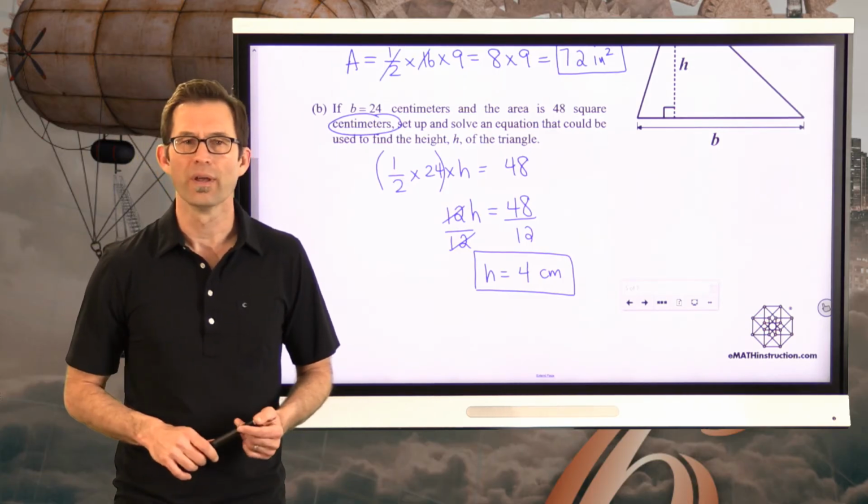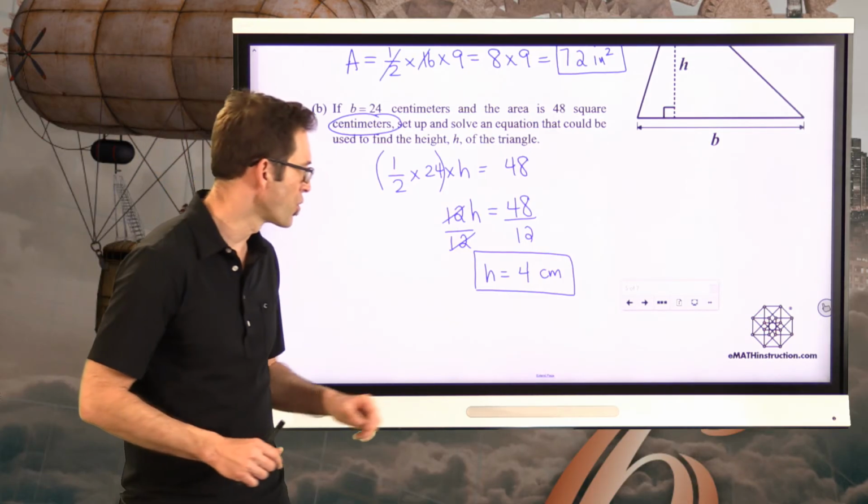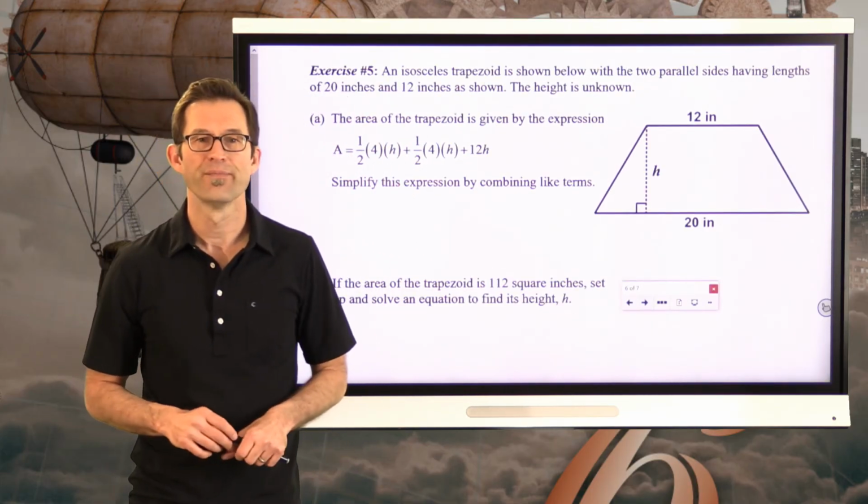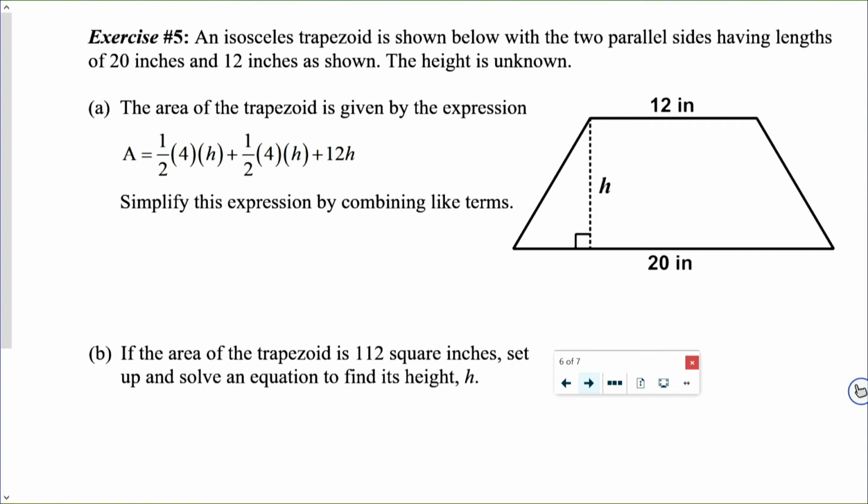Let's look at a trapezoid in our final problem, which is a bit more challenging. All right, here we go. Exercise number 5. An isosceles trapezoid is shown below with the two parallel sides having lengths of 20 inches and 12 inches as shown. The height is unknown. The area of the trapezoid is given by the expression 1/2 times 4 times h plus 1/2 times 4 times h plus 12h.